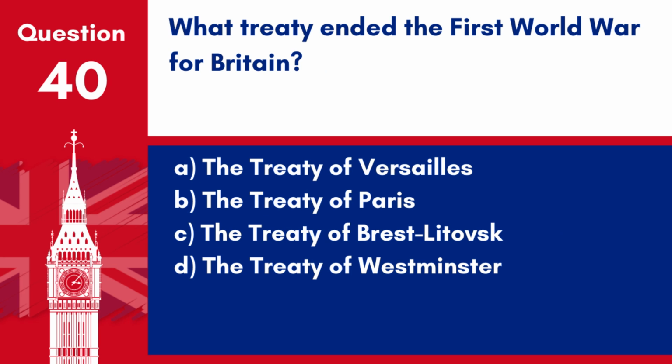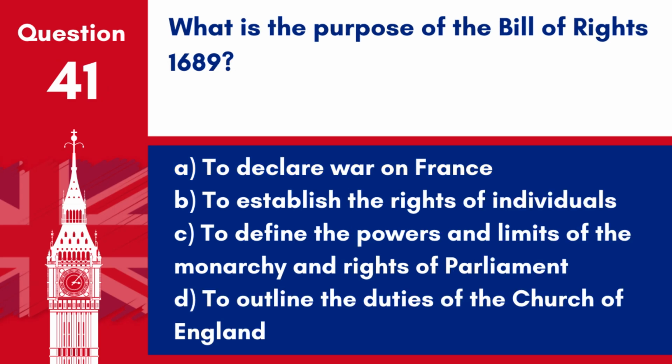Question 40. What treaty ended the First World War for Britain? A. The Treaty of Versailles. B. The Treaty of Paris. C. The Treaty of Brest-Litovsk. D. The Treaty of Westminster. Answer: A. The Treaty of Versailles. The Treaty of Versailles, signed in 1919, officially ended World War I for Britain and its allies, imposing penalties and territorial changes on Germany.